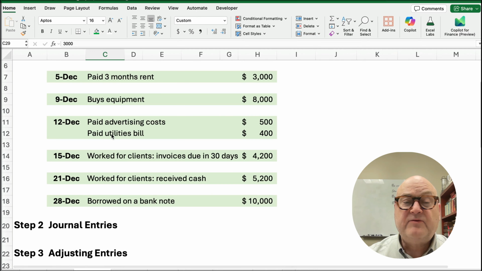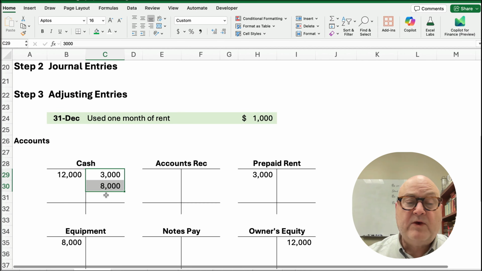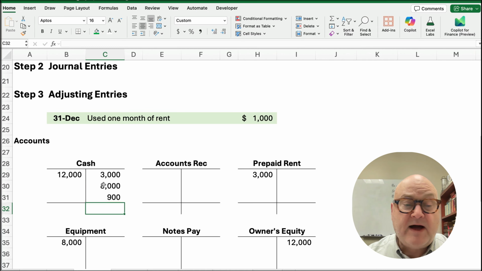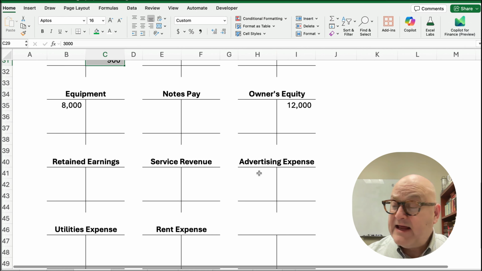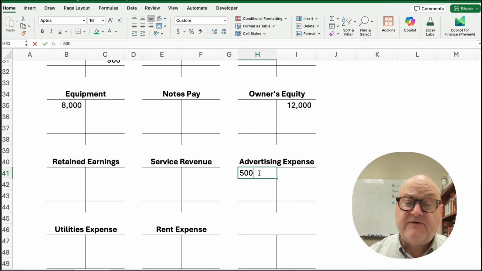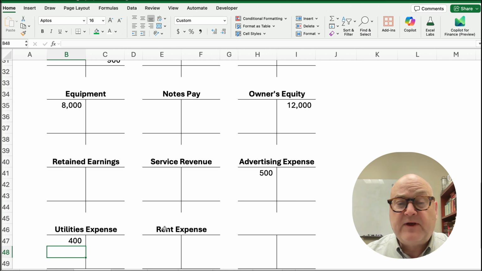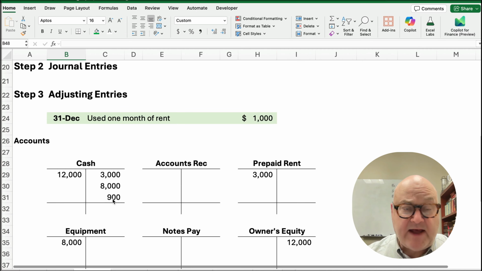All right, the next thing that happens is we paid advertising costs and we paid utilities bills. So we paid $900. Now watch. We've used up $11,900 of cash. We started with $12,000. Our cash balance is going to be very low right now, only $100. But what do we do with these two expenses? One is going to be advertising expense, which is a debit for $500, and the other is a utility expense for $400. So we have advertising expense that goes up, utility expense goes up, and cash goes down.